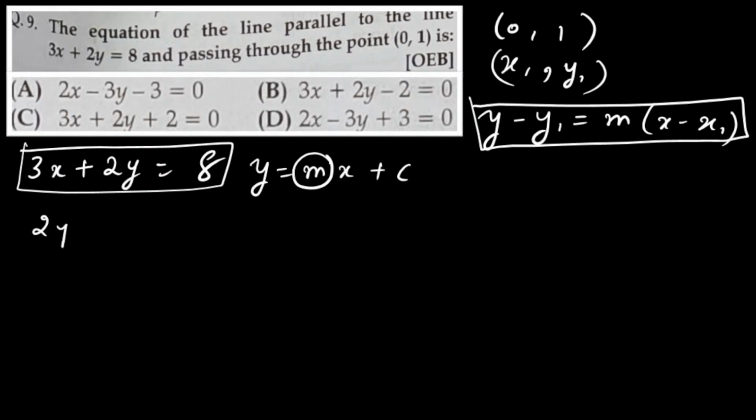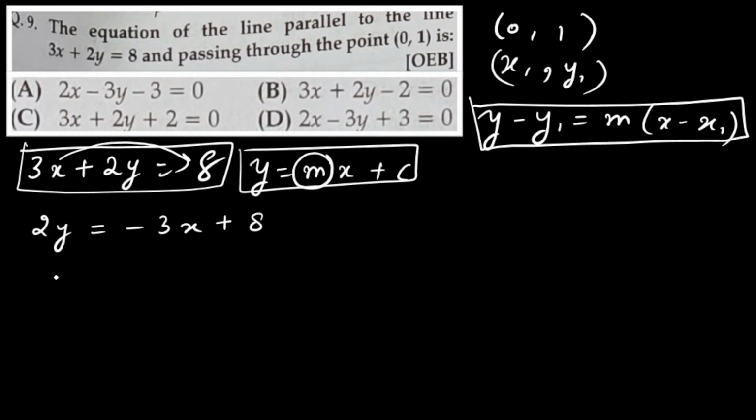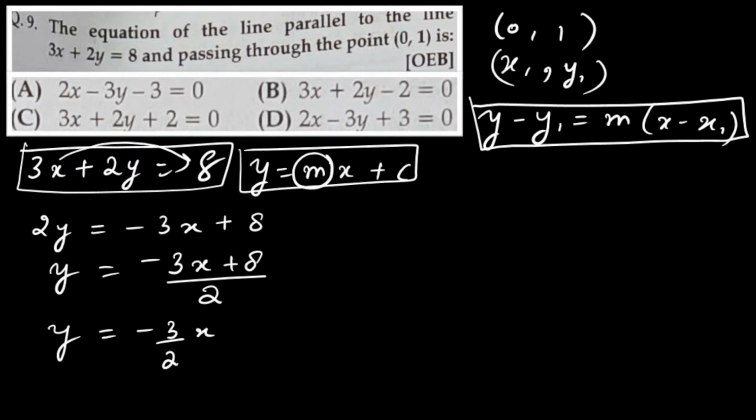So 2y is equals to minus 3x, because I have to shift 3x also to the other side to convert it into this form. So minus 3x, and 8 is already on this side. Now let's shift 2 to the other side. So minus 3x plus 8 divided by 2. So y is equals to minus 3 by 2 x plus 8 by 2. So this 2 I am writing separately.